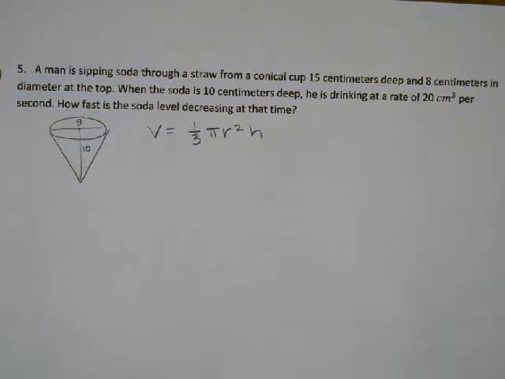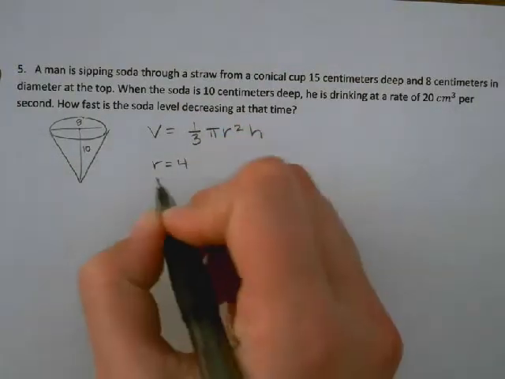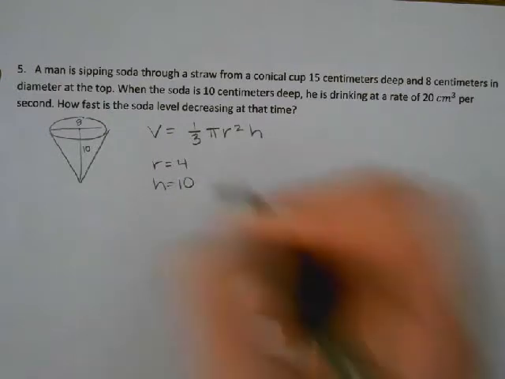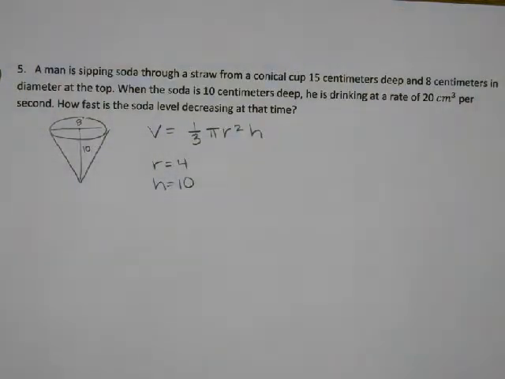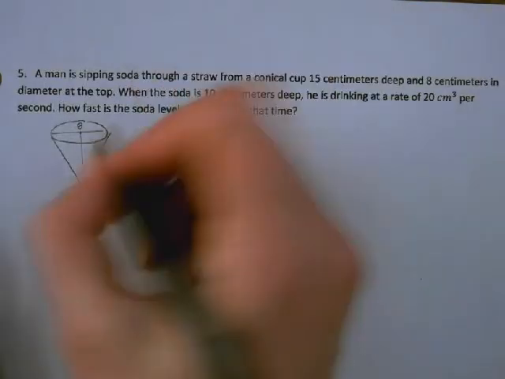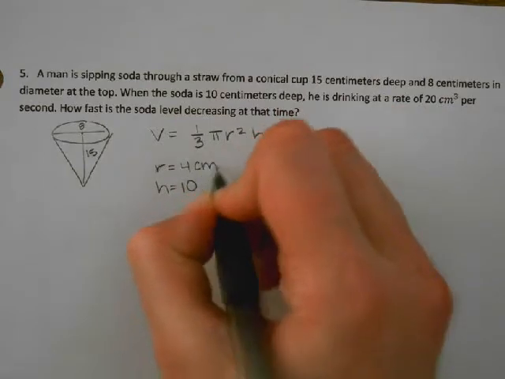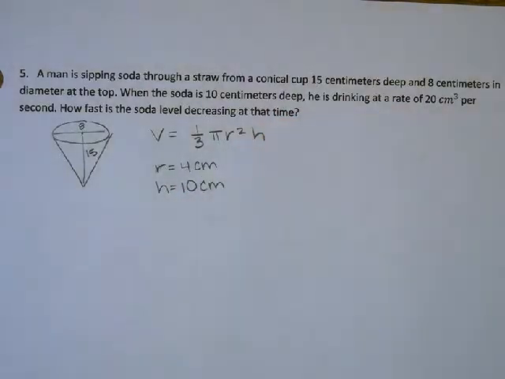So in the problem, they told me that the diameter of the cone was 8. But it is probably going to be more helpful for us to just write what the radius of the cone is. So I'm going to say the radius of the cone is 4. And I'm going to say the height of the cone is 10. Well, I thought the height of the cone was 15. So that the soda is... Oh, the soda is 10 centimeters deep. Thank you for pointing that out. The whole thing is 15, and we are looking at when it's 10. Good catch. And I'm going to write centimeters on both of these. I'm keeping track of my units.